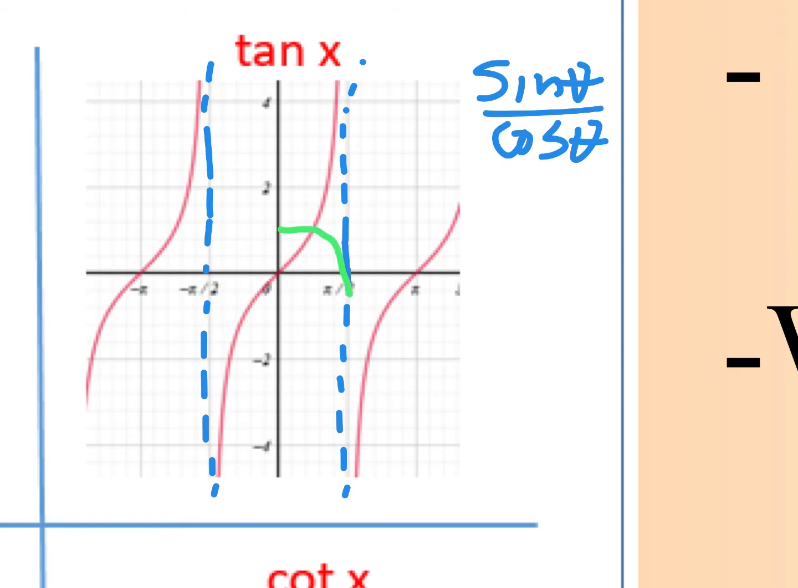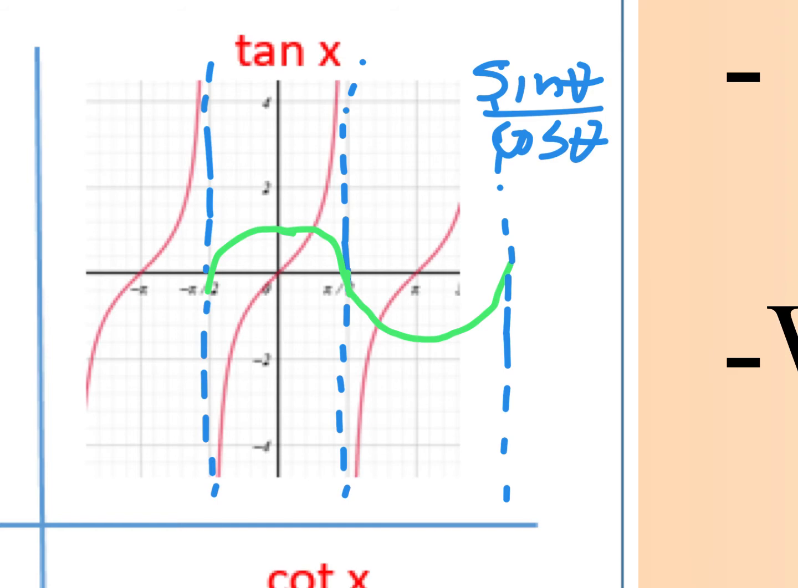see how cosine hits 0 right there? And it would hit 0 right there. And it would hit 0 right there. And that's why it's getting asymptotes there. And there's another asymptote that's going to be here. Okay, I think you get the idea there.